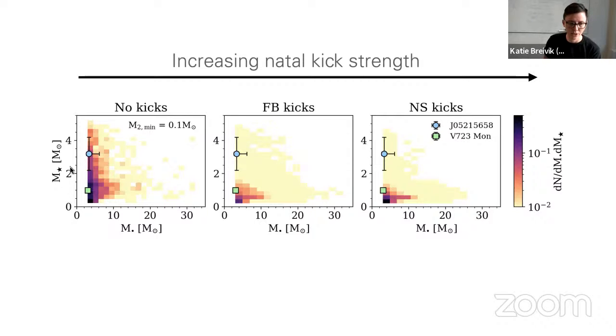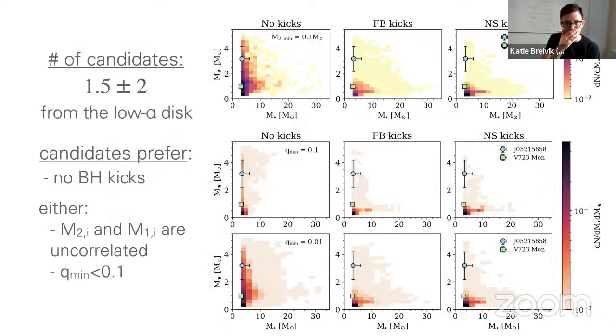The other thing that I'll show is on the y-axis, the mass of the luminous companion. The x-axis is the mass of the black hole. And then we have our 2 candidates on there. And finally, the color is basically showing you the density of what our synthetic APOGEE catalog predicts. I'm going to show you 2 sets of models. We assumed either that the minimum mass of the zero-age main sequence stars is completely uncorrelated with the primary mass, or that they're correlated and there are minimum mass ratios. Let's just dig into that.